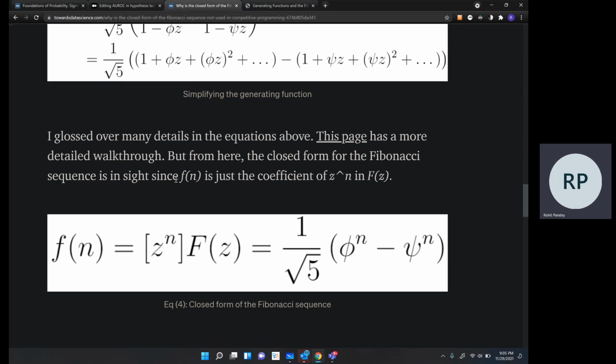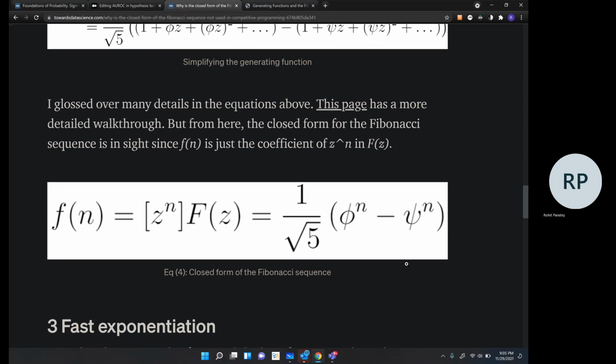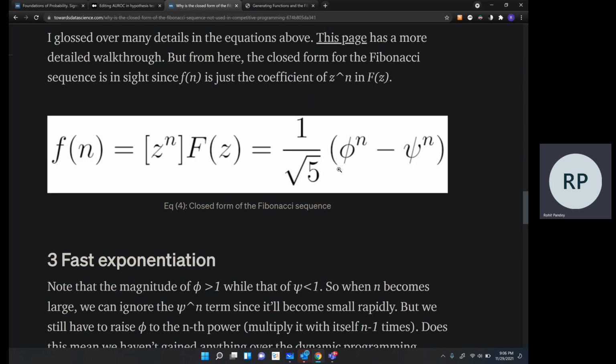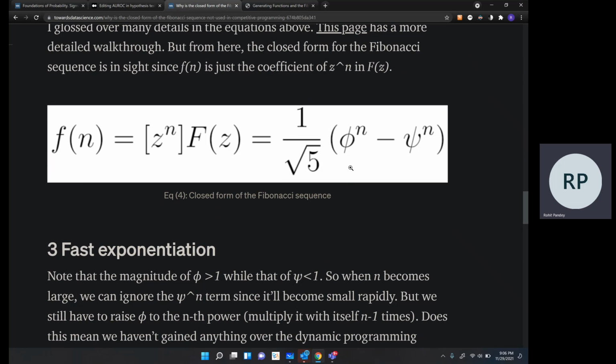And then the closed form of the Fibonacci sequence is inside, because the nth Fibonacci number is just the coefficient of z to the power n in the generating function. So that becomes 1 by square root of 5 times phi to the power n, because z to the power n, over here there'll be a phi to the power n subtracted by psi to the power n, right? And this gives you the closed form, right? We didn't need any computers to calculate this.